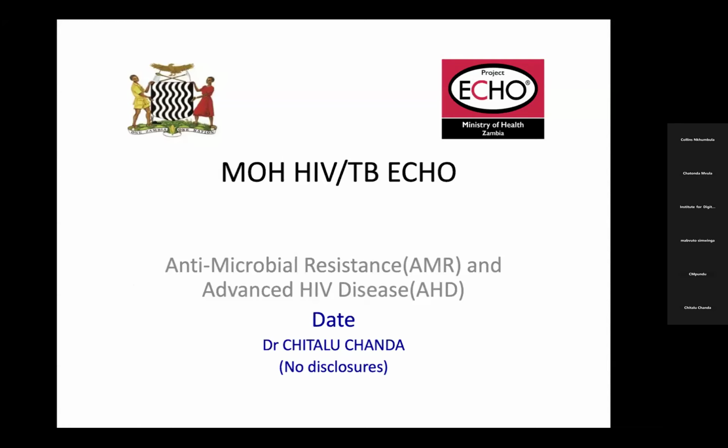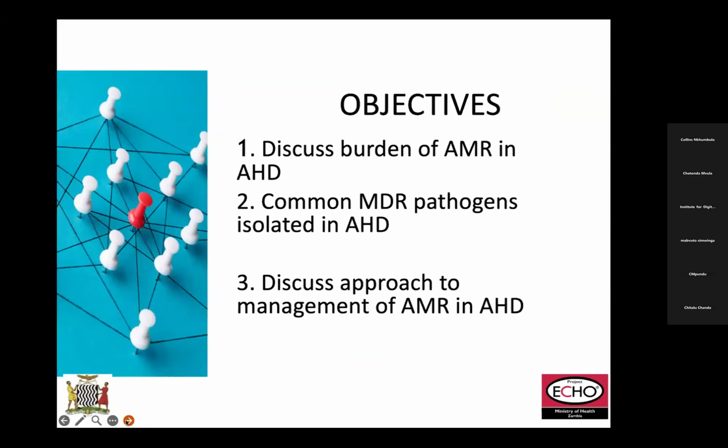So today we are going to look at antimicrobial resistance and advanced HIV disease. I have no conflict to declare or disclose. We have 3 objectives for today's session. We are going to look at the burden of advanced HIV disease and AMR. Then we'll dive a little into the common pathogens, which helps you to empirically decide how you are going to treat. These are the common multi-drug resistant (MDR) pathogens commonly isolated in advanced HIV disease. Then we'll discuss the management of antimicrobial resistance in advanced HIV disease.